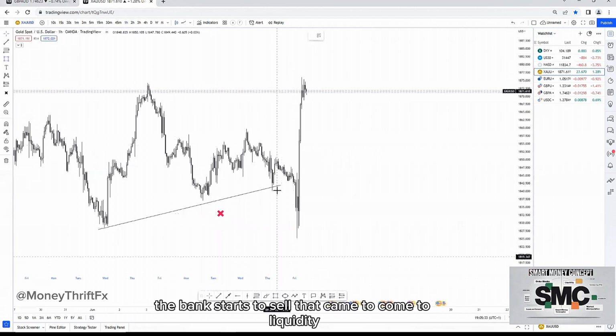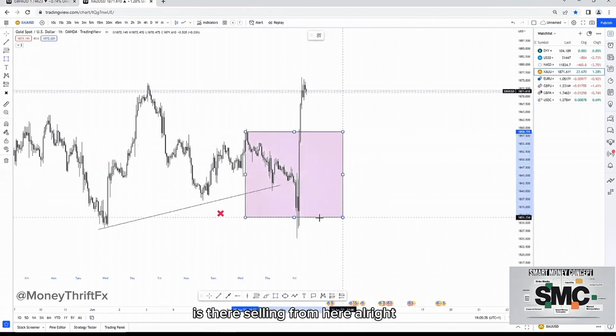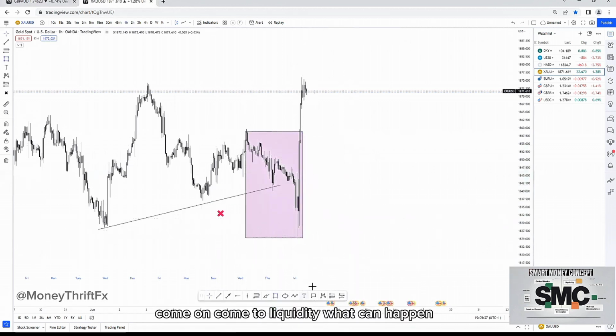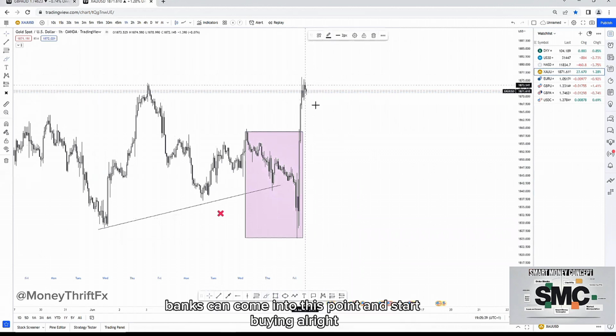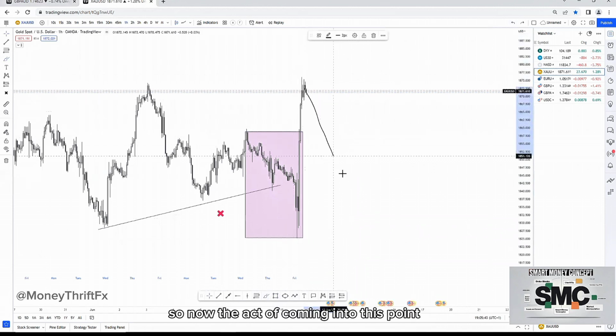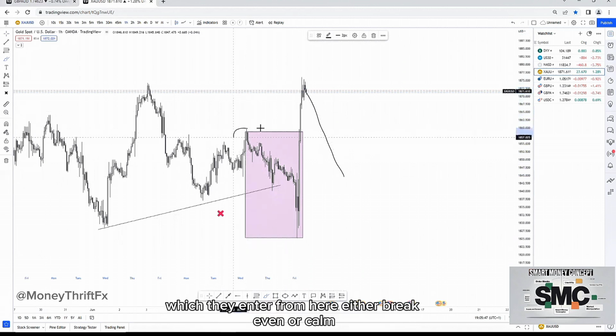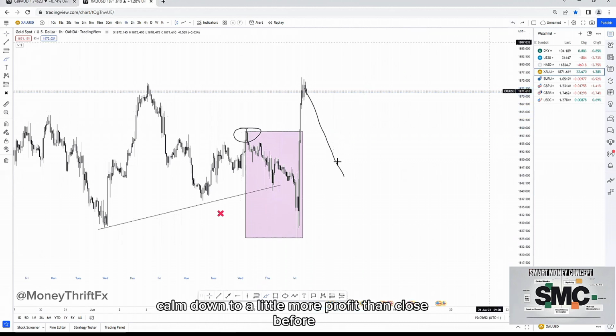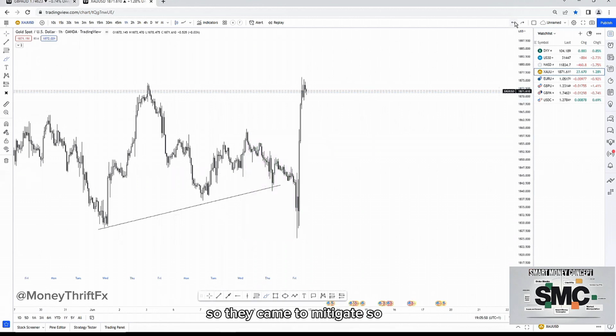So when did the bank start the sell that came to capture liquidity? Is that selling from here? All right, to come and capture liquidity. What can happen? Banks can come into this point and start buying. Now the act of coming into this point in order to close their initial sell position, which they entered from here, either at break even or a little more profit, before resuming the buy, is what we call mitigation. So they came to mitigate.